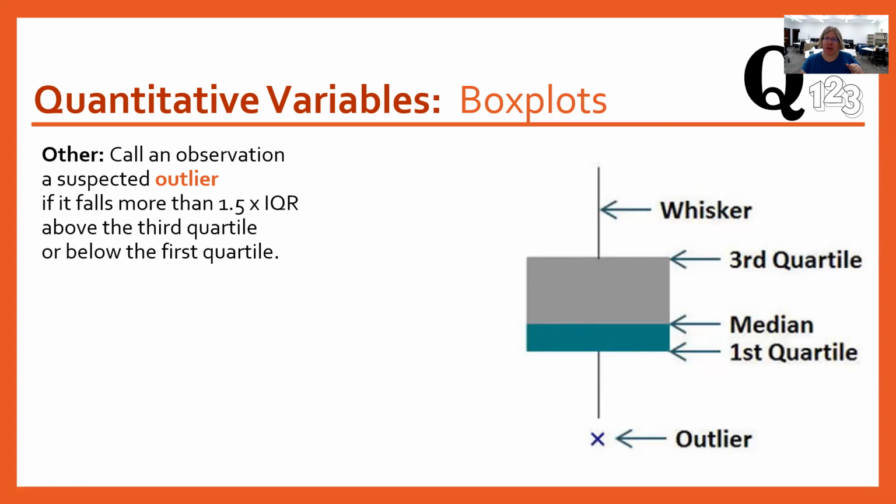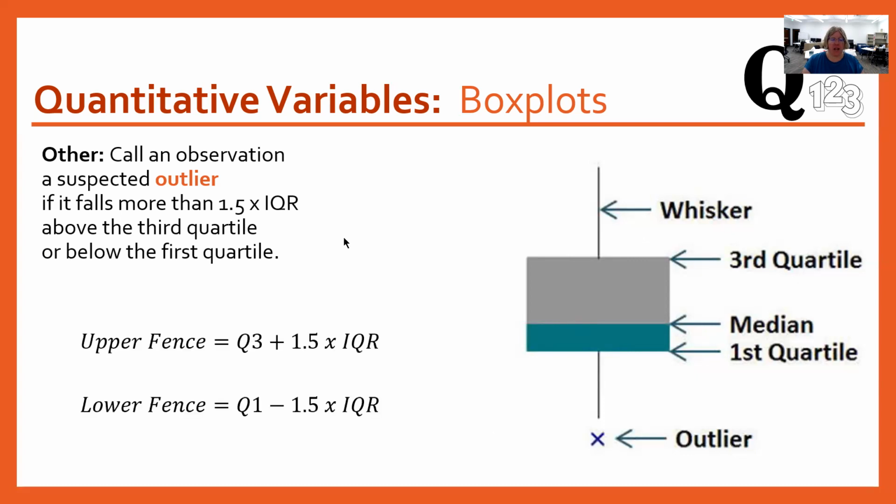Similarly, if we start at the bottom of the box and subtract 1.5 times the IQR, any numbers that are lower than that are also going to be outliers. So that formula looks like this. You always want to do that 1.5 times the IQR first and find that number. Then the upper fence is going to be Q3 plus 1.5 IQR, and the lower fence for our lower outliers will be Q1, the bottom of the box, minus 1.5 times the IQR.